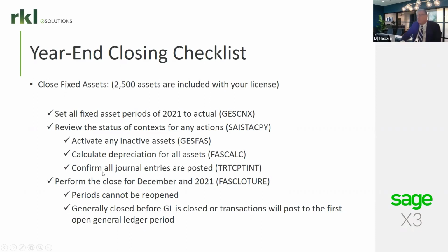You also want to confirm that all the journal entries for the month are posted. So if you've got depreciation entries, or disposals of assets or transfers of assets, you'll need to make sure that those are posted. The status of context will tell you which transactions you do need to post. So the status of context is very helpful. It'll be red for the period until it'll turn green once you've confirmed that all these are done.